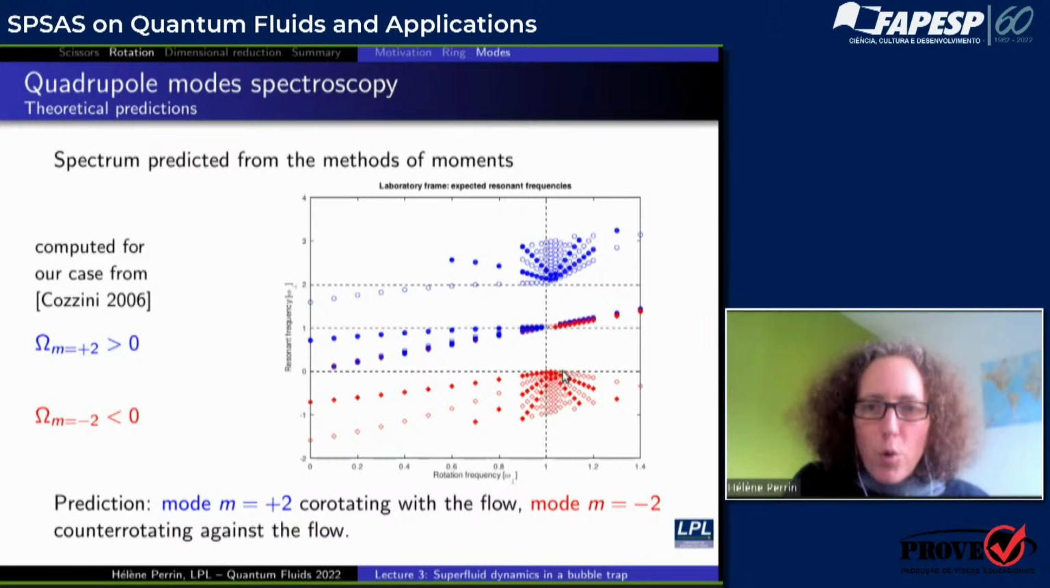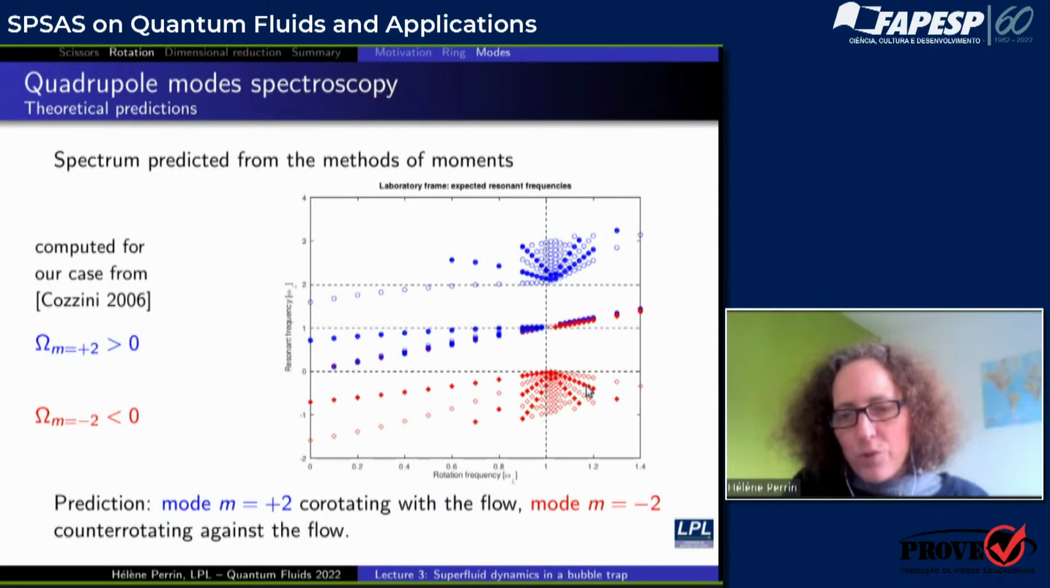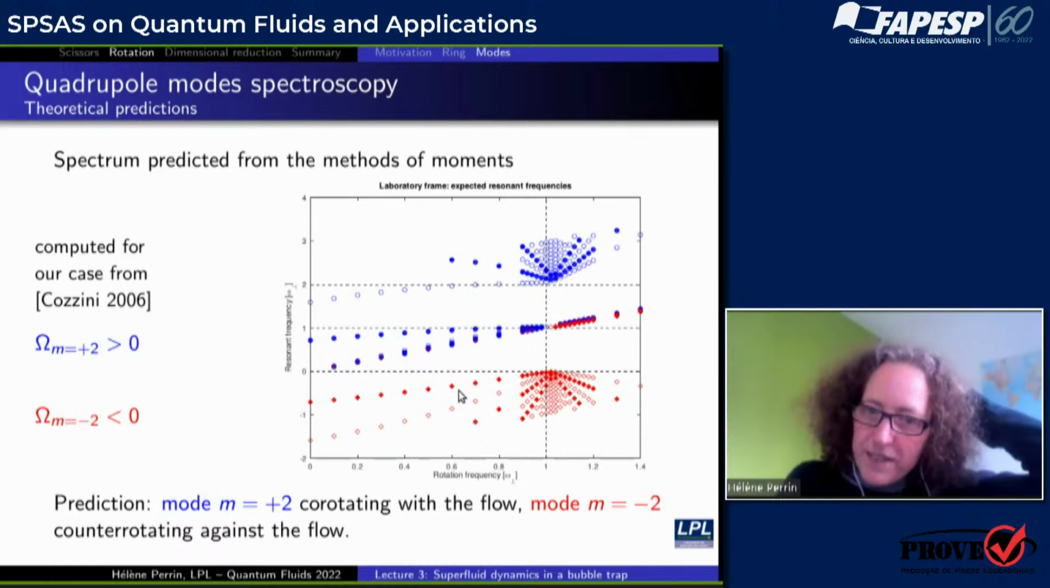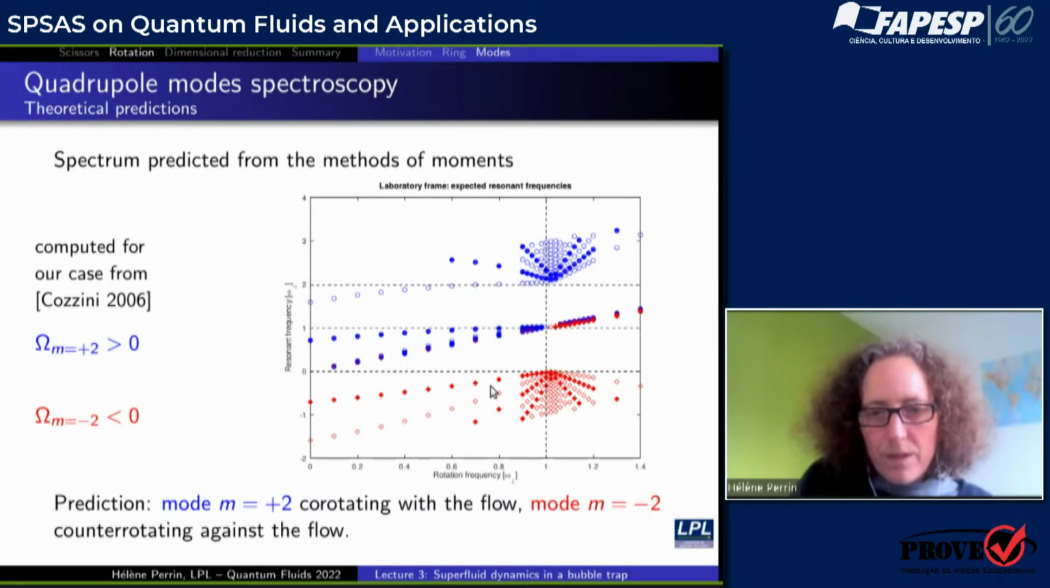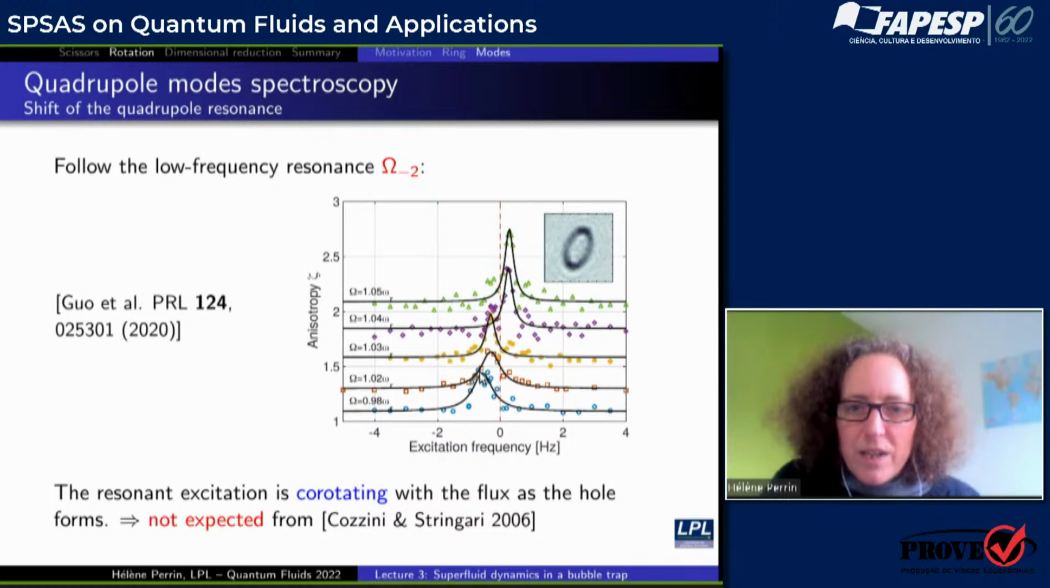And when a hole appears, which is this line, it is expected to go back to higher frequencies and never cross this line. So it is expected that it always rotates in the direction against the flow. So let's see what we find. This is a situation where we have the hole not yet formed. We find the omega minus resonance very close to zero frequency. And when we increase rotation, the frequency is pushed to the right. And here the hole appears.